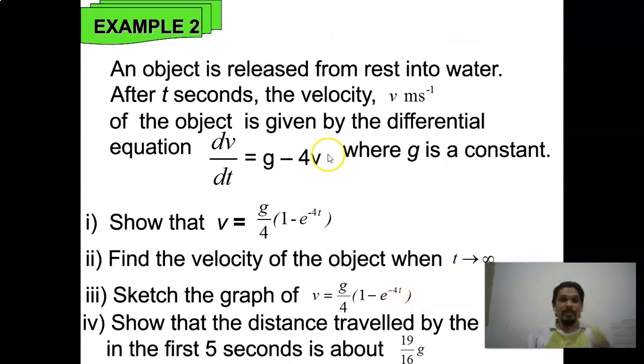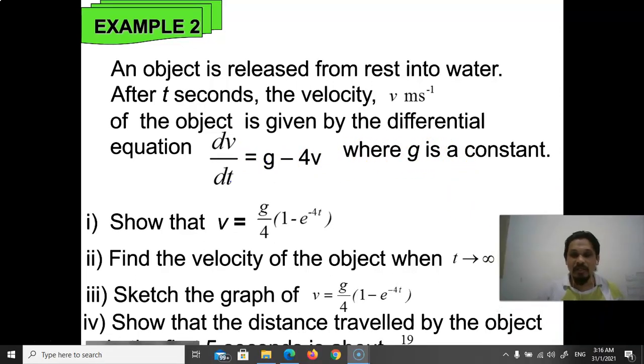Next question. An object is released from rest into water. After t seconds, the velocity v in ms to the power of negative 1 of the object is given by the differential equation dv/dt, the change of the velocity with respect to the time, equal to g minus 4v, where g is a constant. So now look at the question here. Show that v equal to this one here. Find the velocity of the object. Sketch the graph.